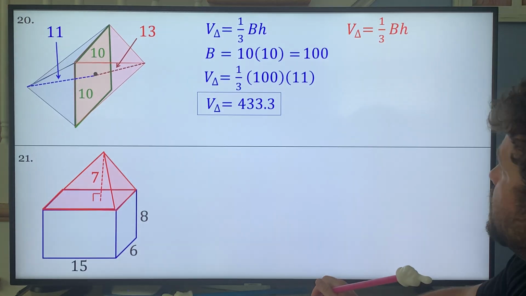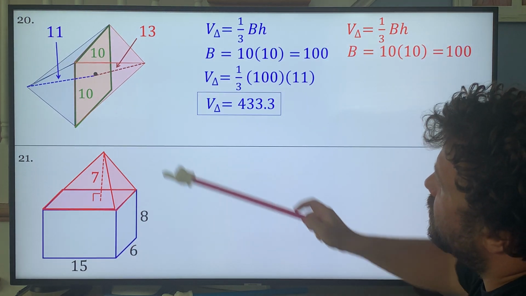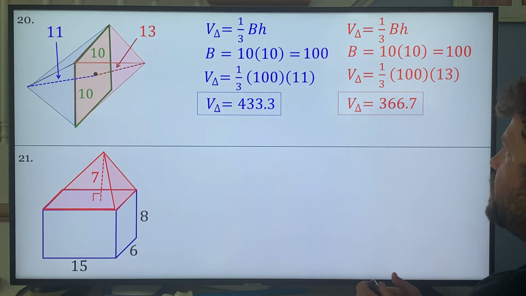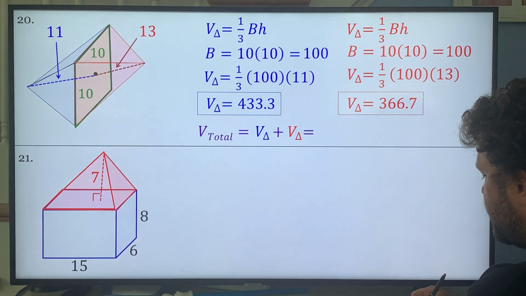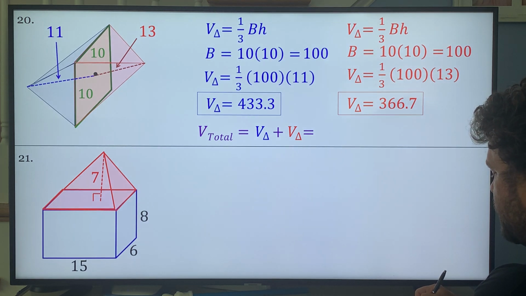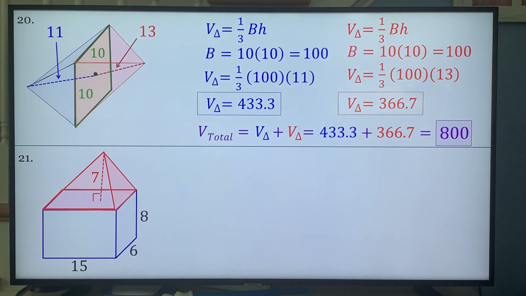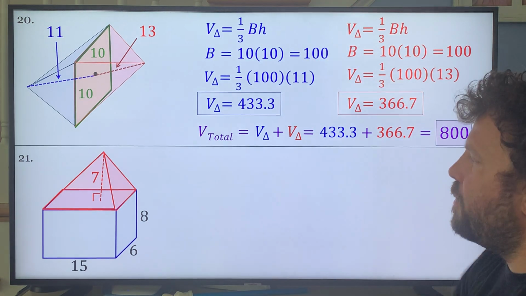The red pyramid still has a base, 10 times 10, which is 100. 1/3, 100 times, the height here is 1/3, or 13. So that's 366.7. All right. What do you do with the two numbers? You add them together, all right? Boom, 800. You like that? Boom. All right, problem 21.